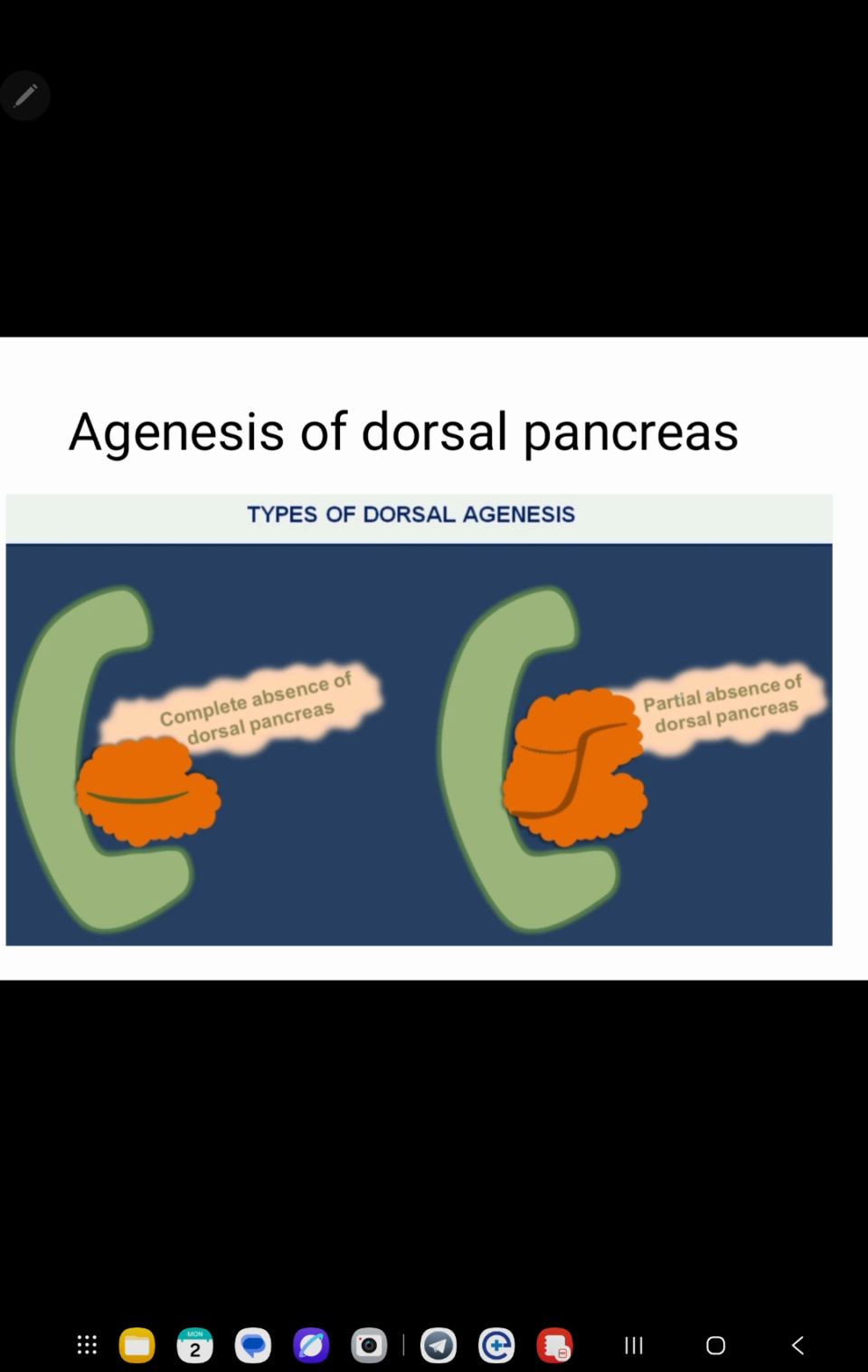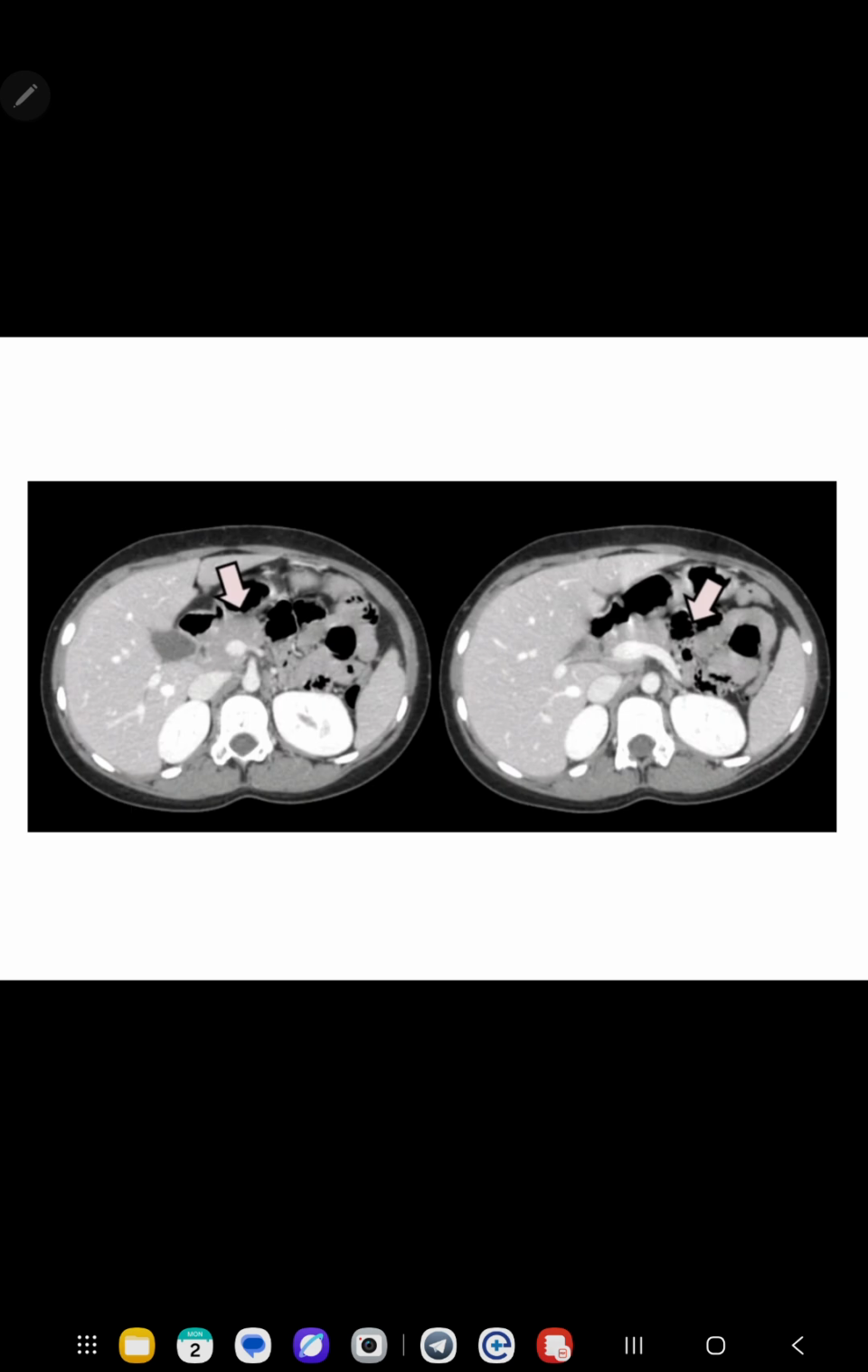So when there is complete absence, the dorsal pancreatic duct is also absent. Along with the dorsal pancreatic tissue, the dorsal pancreatic duct and the minor duodenal papilla, everything is absent. They only have ventral pancreatic tissue, with the ventral pancreatic duct opening into the major duodenal papilla. But in partial absence, the duct can be present, and only some part of the tissue can be absent. In this image, there is the uncinate process, head and neck, but part of the body and tail is absent. Instead, in that area we can see the bowel loops. That is called the dependent intestine sign.